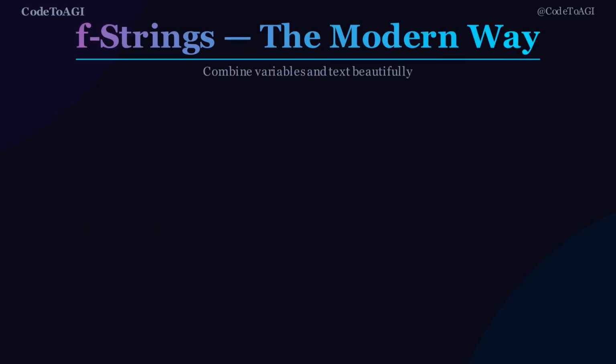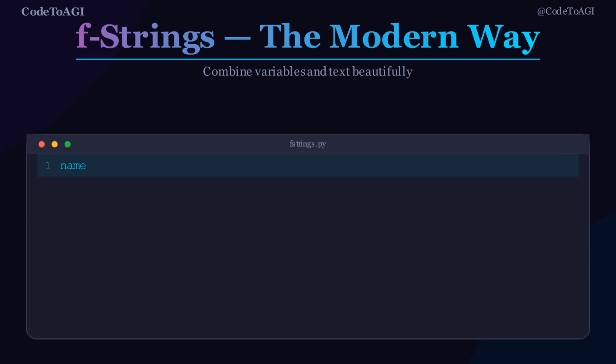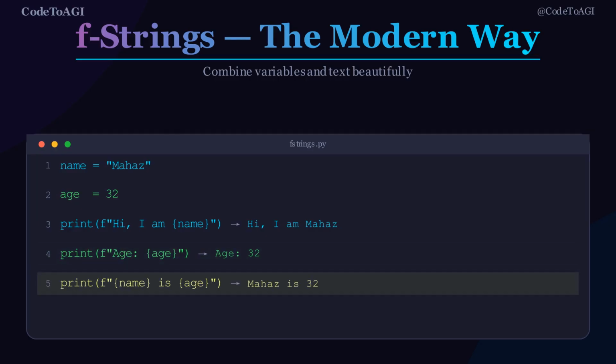Now I want to show you one of the most useful features in modern Python, f-strings. Before f-strings, combining variables and text was messy. You had to use plus signs to join everything together and wrap numbers in str to convert them. It was ugly, easy to get wrong, and hard to read. F-strings changed everything. You put the letter f before your opening quote. Then anywhere you want to insert a variable, you put it inside curly braces. Python automatically replaces those curly braces with the actual value of the variable.